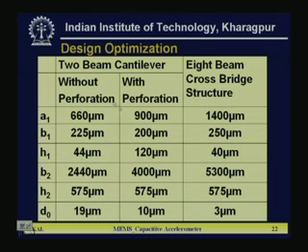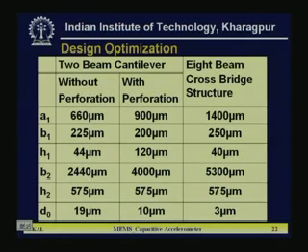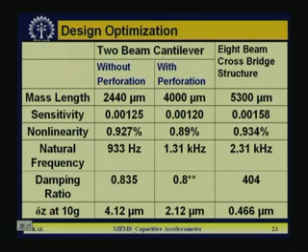So, that is why here since we will not go for the complicated 8 beam cross bridge structure, we can concentrate on the 2 beam cantilever without perforation, and we can make the design using this physical dimension. Now, this is the mass length. Using the other parameters A1, B1, H1, B2, H2, D naught, we have calculated the values: the sensitivity, nonlinearity, natural frequency, damping ratio, and delta Z at 10G. Delta Z at 10G means the displacement of the seismic mass.